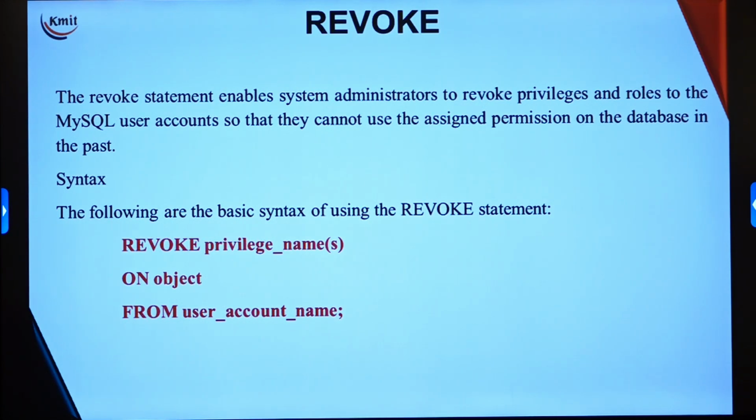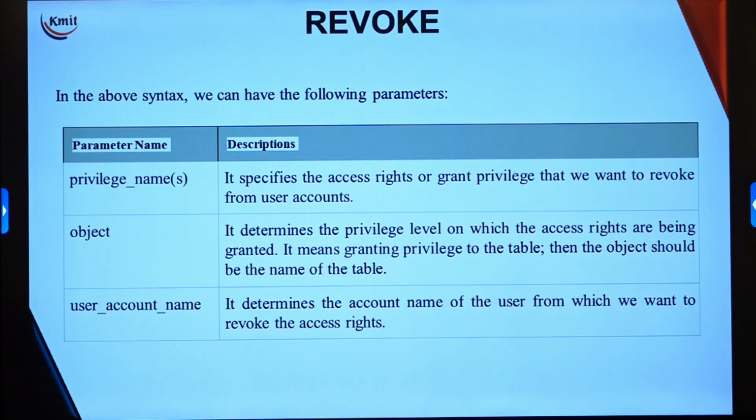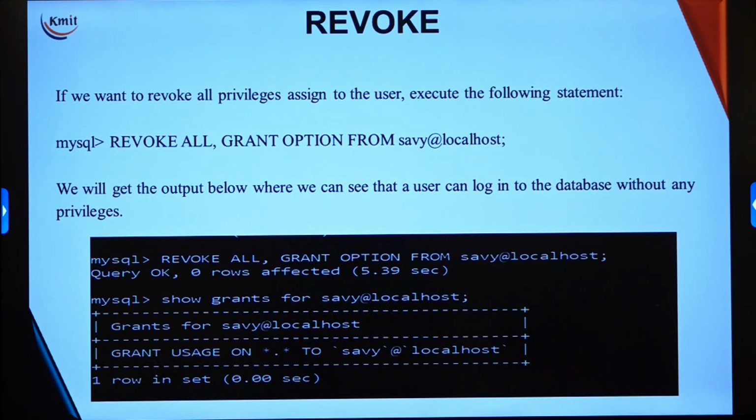How do we use revoke? It is again like grant. Here also we have revoke, privilege names, on object, from the user. There it was to the user, here it is from the user. So privileges are the access rights, the object is the database object, and then the user account. Let's try to see the example.